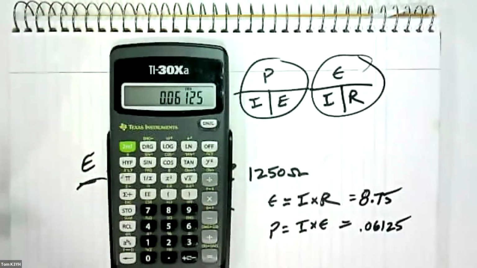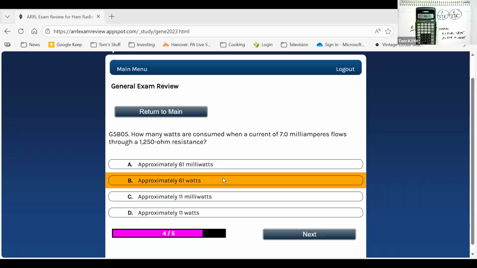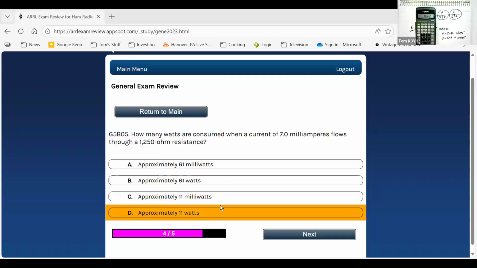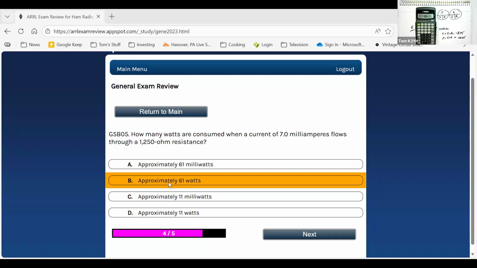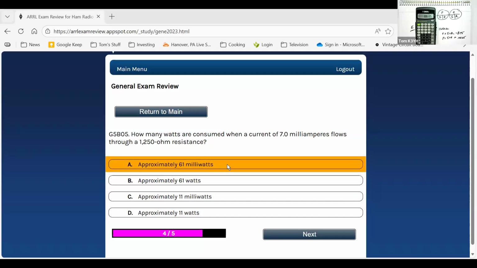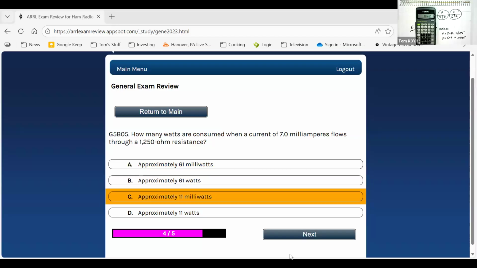Okay. Let me go back to the answer real quick. 0.06125. Just kind of freeze that, write it down on a little piece of paper somewhere. All right, so let me go back over here to the question and share. You can see on here 0.06125 is not one of the choices. But there's some, and it's not 61 watts. It's probably 61 milliwatts. Why is that true?